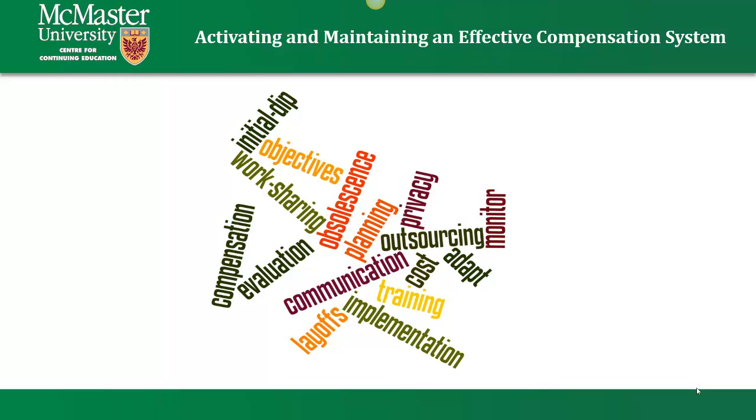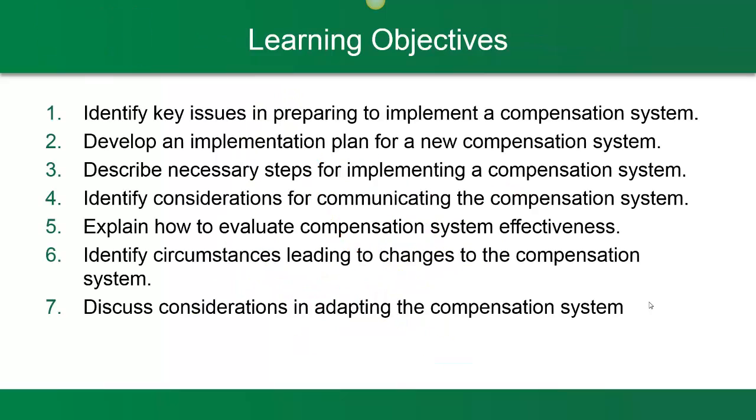Some of the items you see here on the screen are terms that we'll be discussing throughout the presentation. They're also listed in your text. Some of the objectives that we'll cover in this video series is identifying some of the key issues in preparing to implement a compensation system and also developing an implementation plan for the new compensation system. As part of that implementation plan, we'll discuss some of the necessary steps for implementing the system, as well as some of the key considerations for communicating the system.